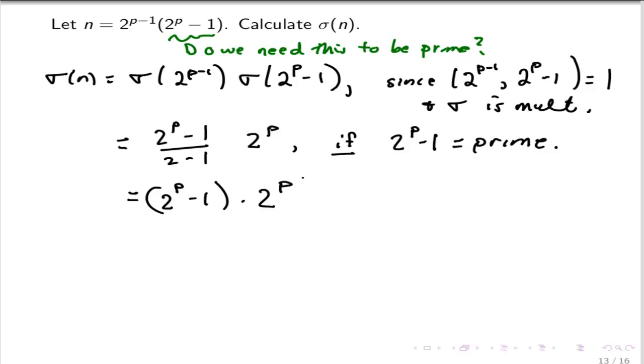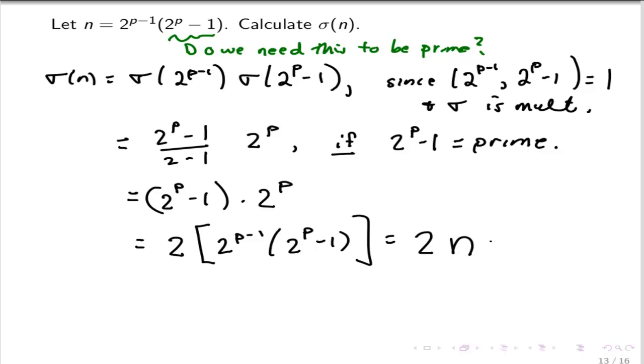Okay, that looks awfully familiar. So n is 2 to the p minus 1, so I just pull off one of the 2's, and what I'm left with is n. So 2 times n, which implies that n is perfect. Okay, so whenever 2 to the p minus 1 is a prime, in other words, it's a Mersenne prime, we end up with a perfect number. We've discovered a perfect number.